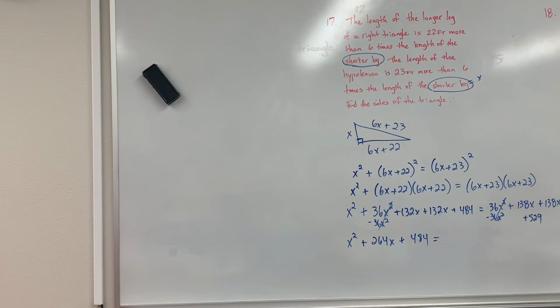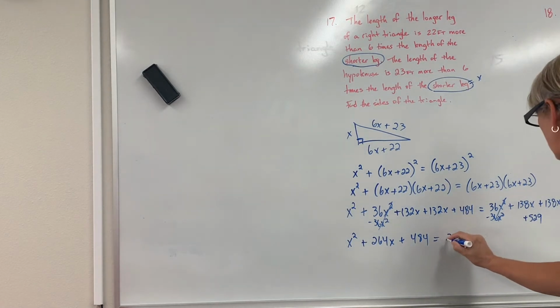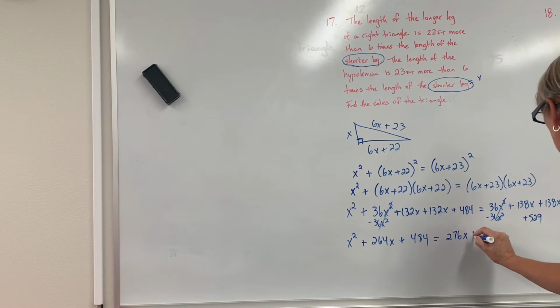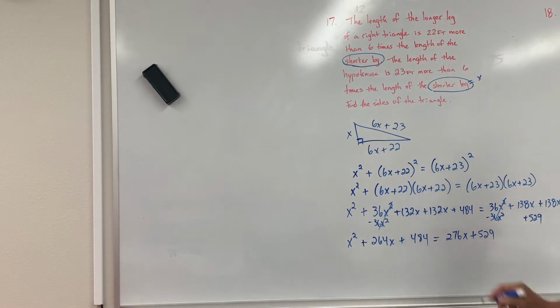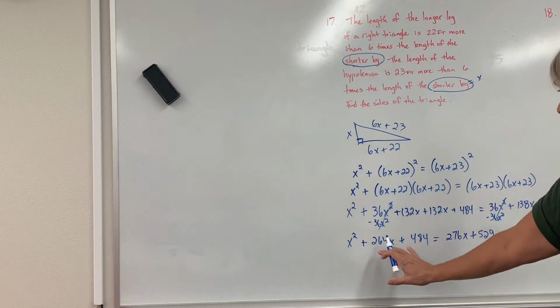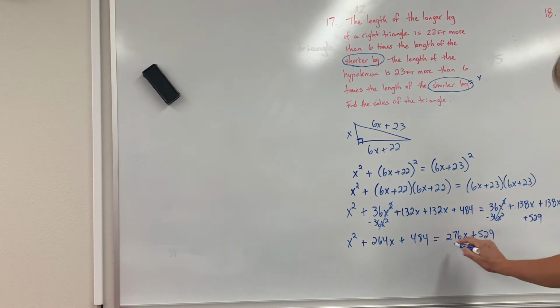138 plus 138 is 276x plus 529. Okay, so we're getting a little bit closer to being able to either factor or use the quadratic formula. So we want everything on one side of the equal sign with a 0 on the other side. So let me subtract 276x.